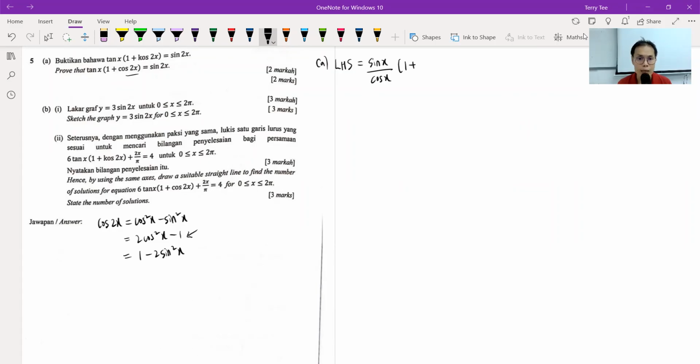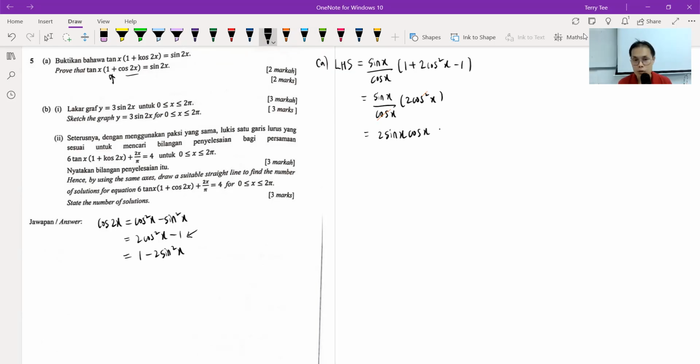Why the second one? Because I want to get rid of the positive one. You see, you have a plus 1 in front here, right? So I have to choose the formula with a minus 1 so that it will cancel out the 1 in front. So the moment you cancel this off, you're left with sine x over cos x, and this is 2 cos squared x. Now let's cancel this and this. So you have 2 sine x cos x.